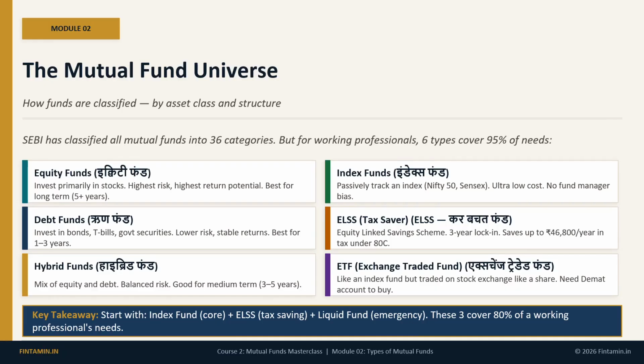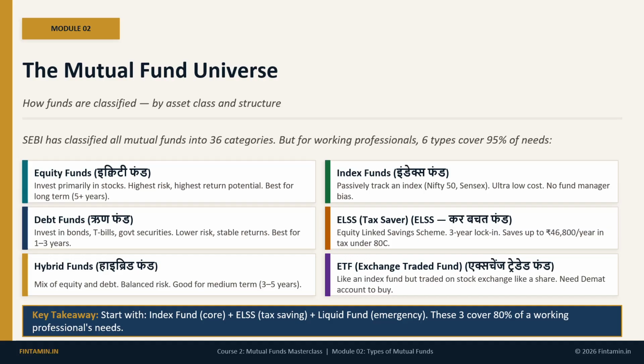The mutual fund universe. Type 1 is equity funds. These invest primarily in stocks: highest risk, highest return potential, best for goals 5 years or more away. Examples include large cap funds, mid cap funds, and ELSS.